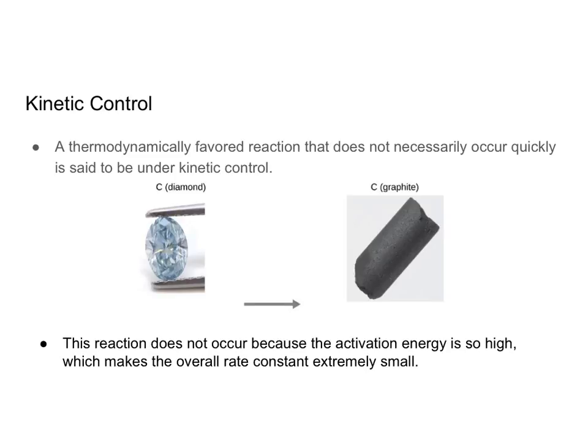Kinetic control is a term that we use when a thermodynamically favored reaction doesn't necessarily occur quickly. So the reaction above doesn't necessarily occur because the activation energy is so high, which makes the overall rate constant incredibly small. Remember rate constants? Small rate constants meant what? That reactions did what?